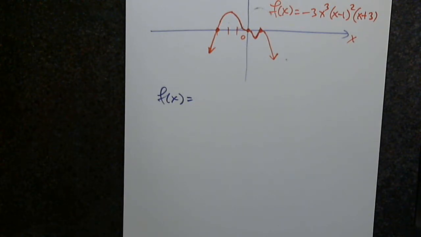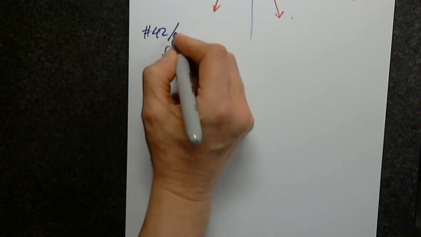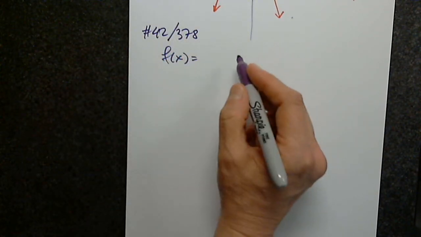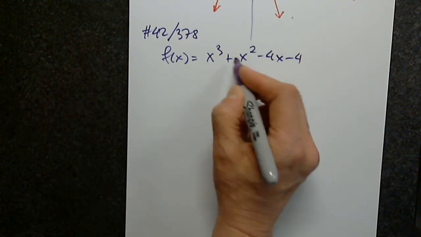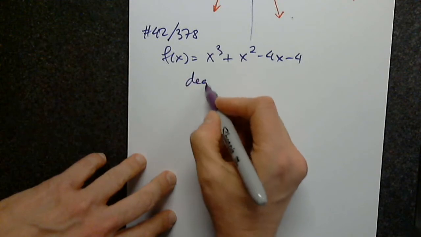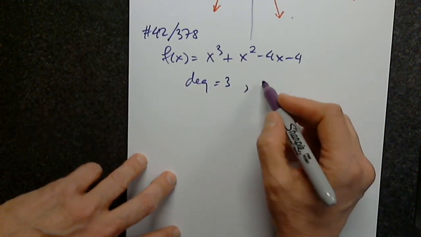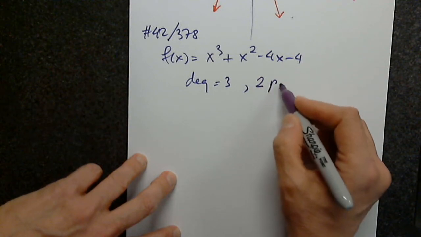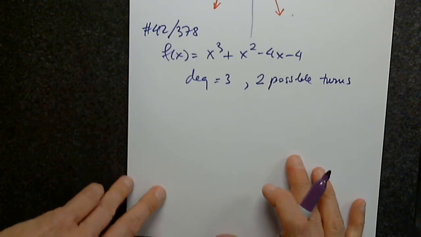Perfect. Here it is. 42 on page 378. x cubed plus x squared minus 4x minus 4. What is the degree of this polynomial? Yes, so the degree is? Good. Maximum possible number of turns? Two possible turns. It doesn't have to turn at all.